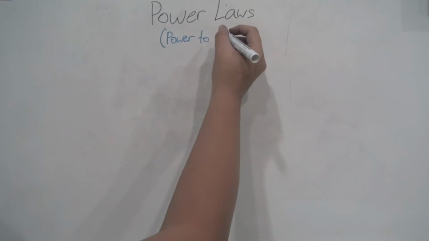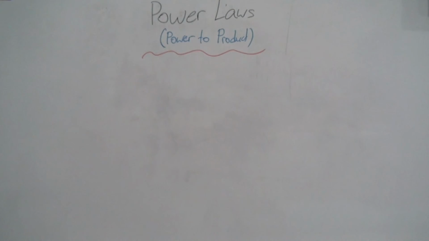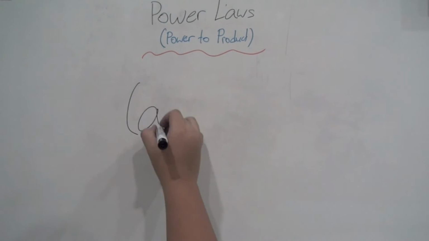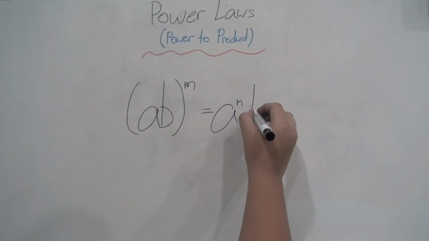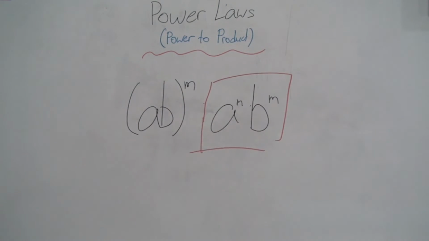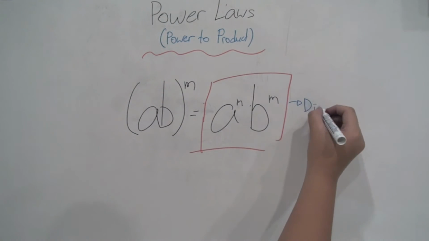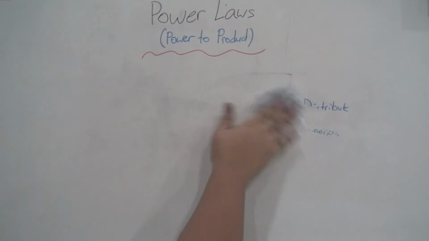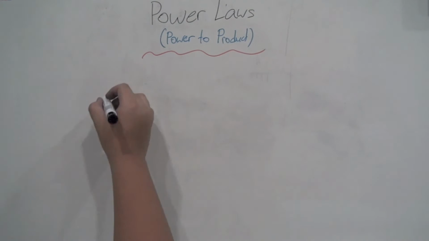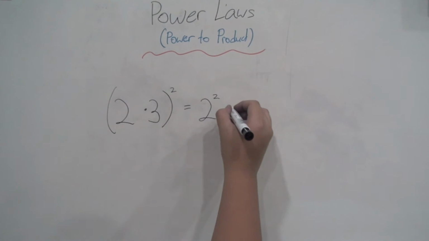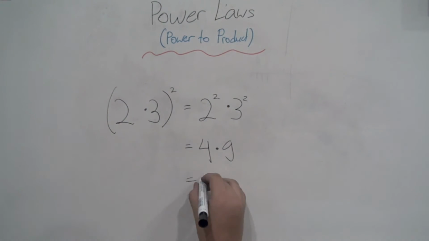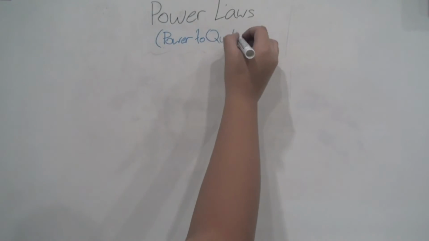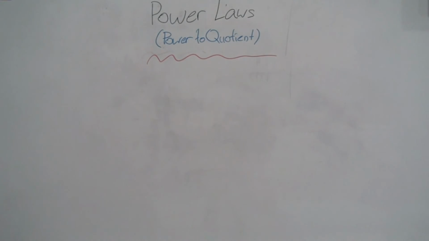The second set of power laws is power to product. It's when a set of numbers is to be multiplied by itself for a certain number of times. All you have to do is distribute the exponent to the product inside the brackets. Here's another example. All you have to do is distribute the exponents inside the brackets, and that's it. You continue counting it.